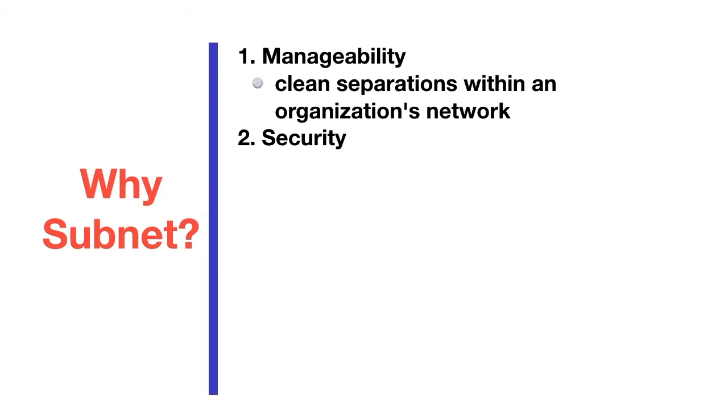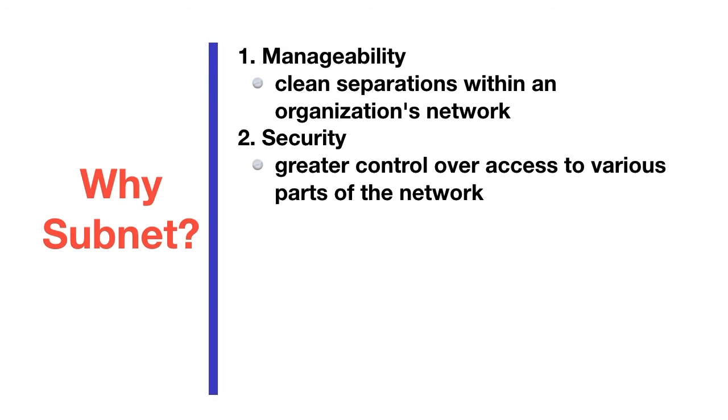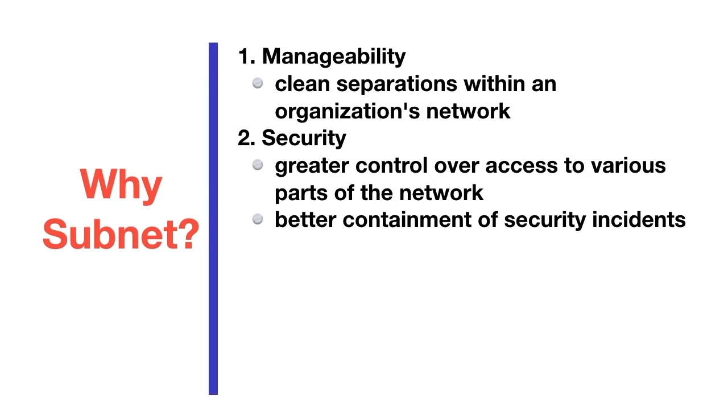2. Security. With logical divisions between subnets, you have greater control over access to various parts of the network. For example, you could restrict those in marketing from accessing files from the Human Resources Department. Subnetting also allows for better containment of security incidents. For example, you may be able to contain a virus outbreak to one department, or you may be able to restrict a hacker from pivoting from one part of the network to another.